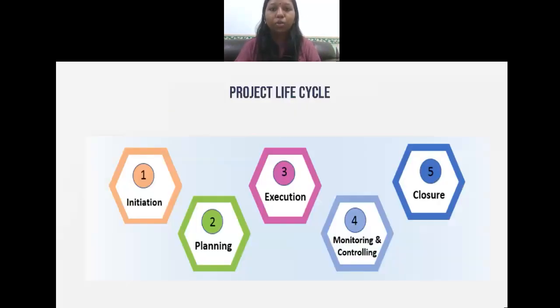First, we look into project lifecycle. What is project lifecycle? It is the path of a project from the beginning to end, which involves 5 stages, starting with initiation, planning, execution, monitoring and control, and closure.